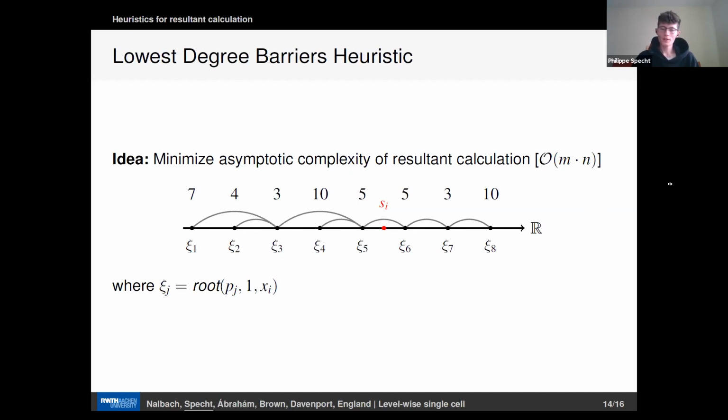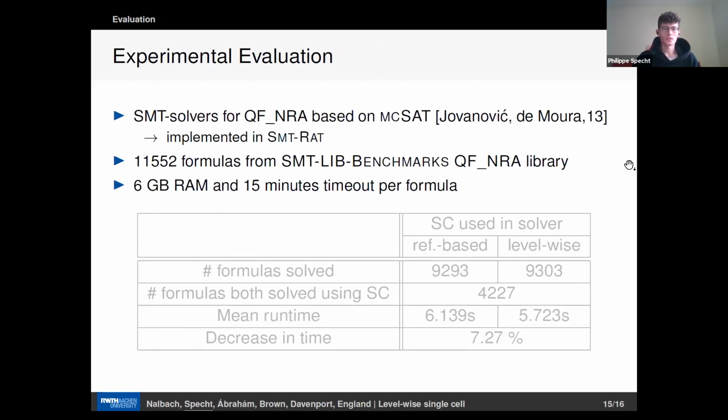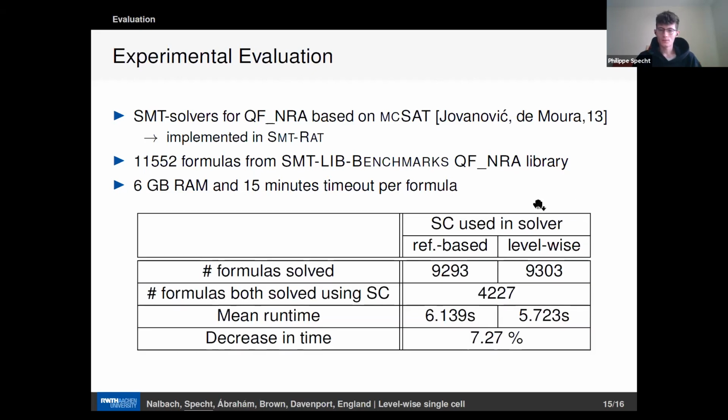Okay, and in practice, this also works really well, just like the heuristic we've seen before, and we thus tested this. And the way we went about this is by putting this into an SMT solver that is based on this NLSAT framework that I talked about earlier. We implemented both NLSAT and the single cell construction approaches, both refinement-based and level-wise, in our SMT toolbox SMT-Red. And then we let the SMT solver run on the benchmarks contained in the SMT benchmarks QFNRA library. And these are results that we got out of this.